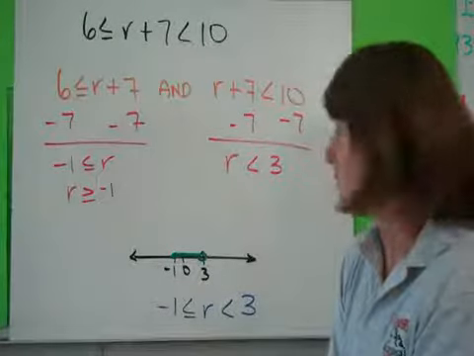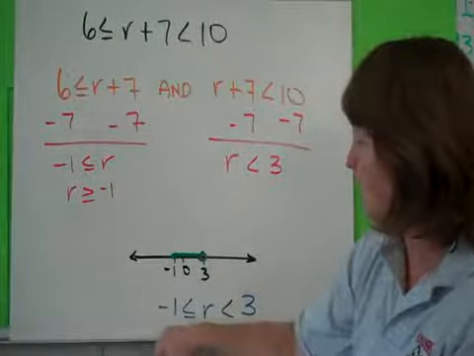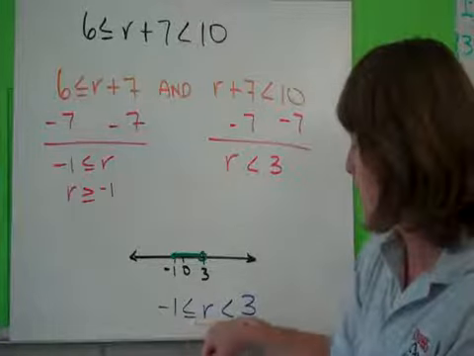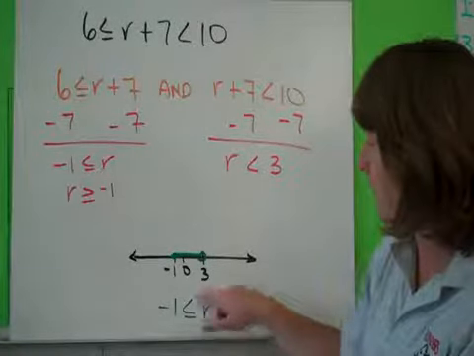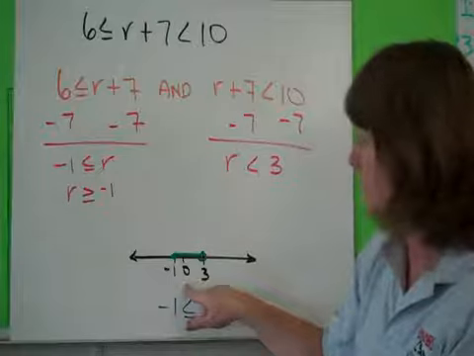And here is the solution, and your answer ends up being negative 1 is less than or equal to r, which is less than 3, and there's the graph of the inequality.